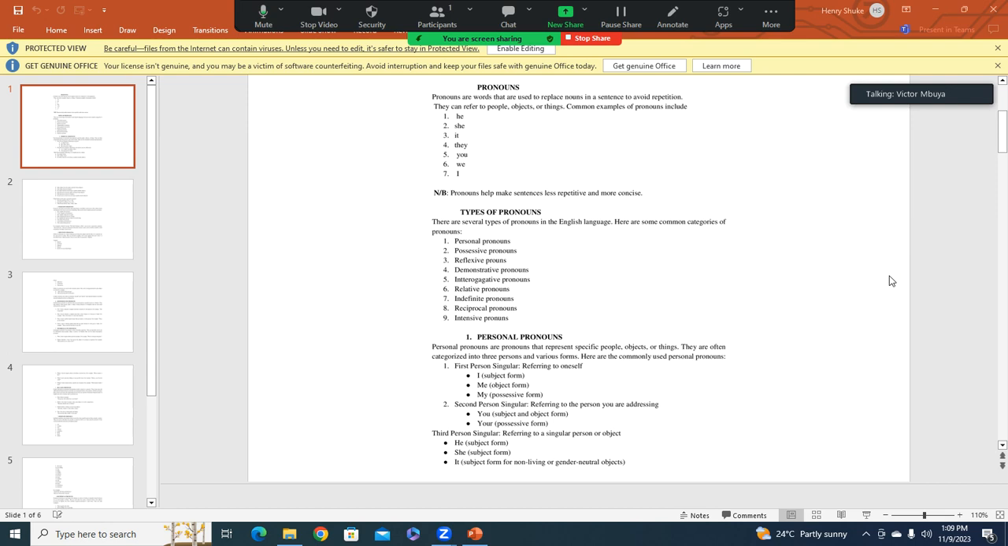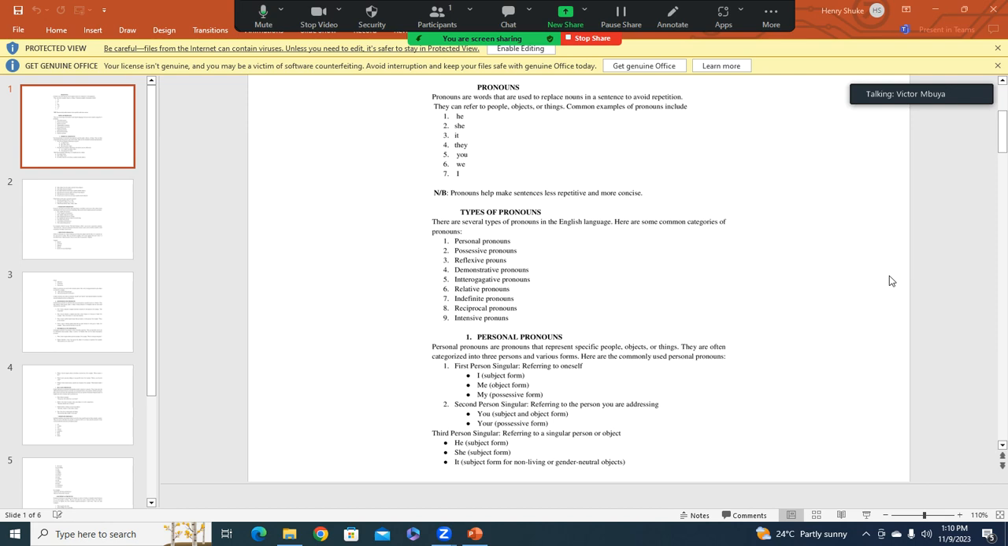We have the first person singular, which is referring to oneself. So we have I, which represents the subject form. We have me, which represents the object form. We have my, which represents the possessive. We have second person singular, which is referring to the person you are addressing. So we have you, which is in the subject and object form. We have your, which is in possessive form.